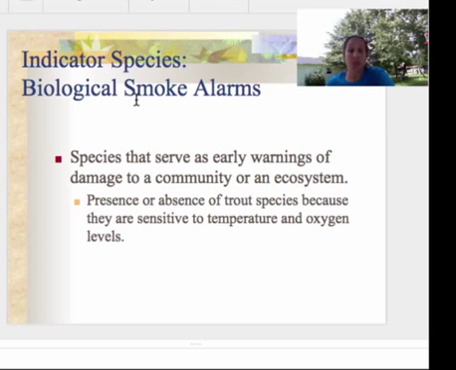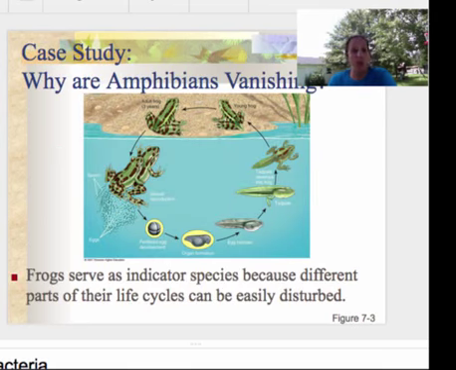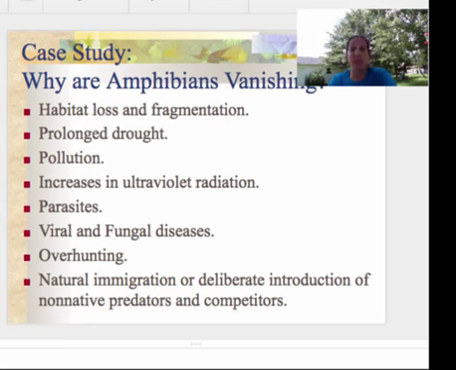We also have, with regards to water pollution, we look at the bacteria called E. coli. We look at the coliform bacteria presence in the water. So those are some indicators of certain types of problems that are happening within an ecosystem. Another one is amphibians. Amphibians are vanishing, but they serve as that indicator species because they have so many different parts of their life cycle that can be easily disturbed. And those may be an indicator of parasites, diseases, overhunting, even pollution.